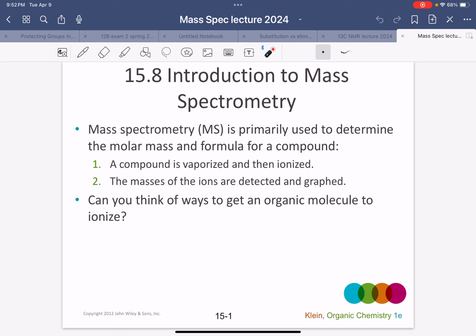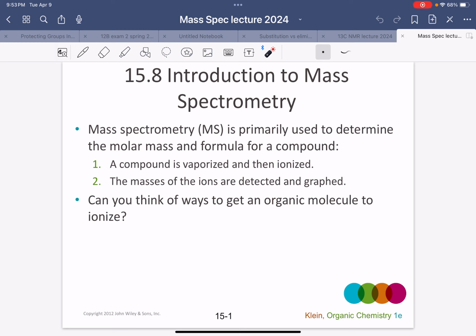Now notice that this is spectrometry and not spectroscopy. There's no absorption of light involved, so it's different than UV vis or IR or NMR. The way that it works is we'll go ahead and vaporize and ionize a sample, and then those ions are separated, detected, and we get a graph, the mass spectrum.